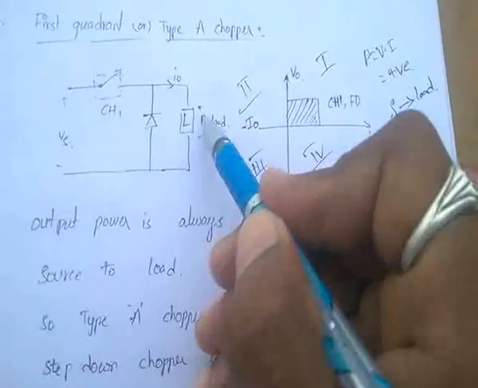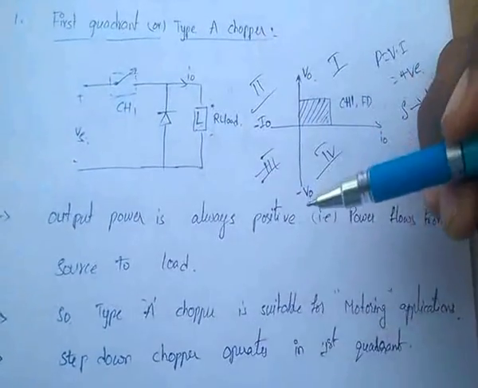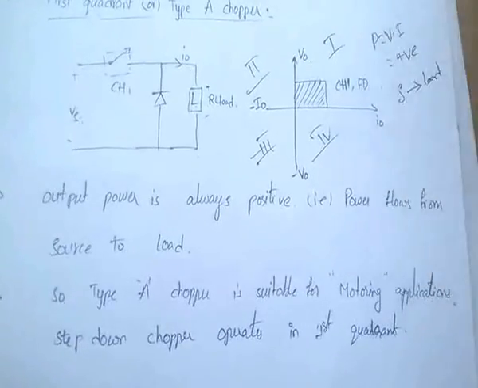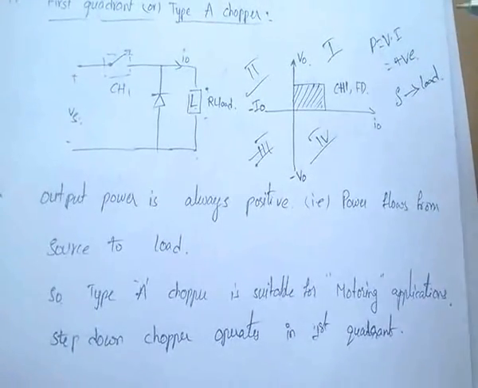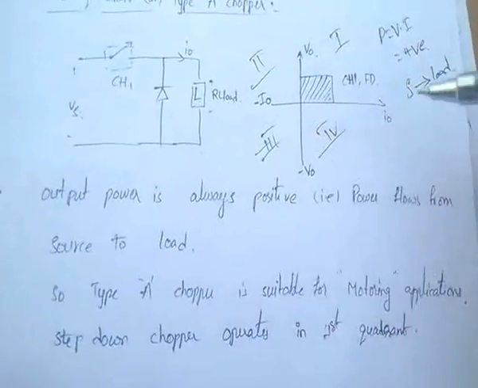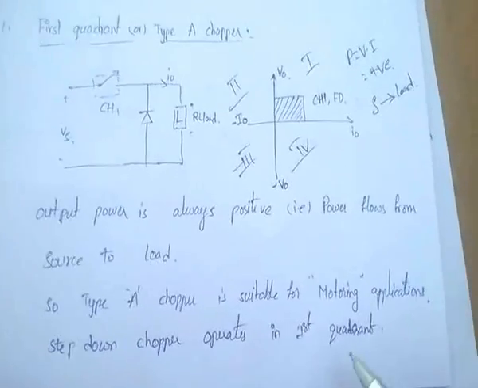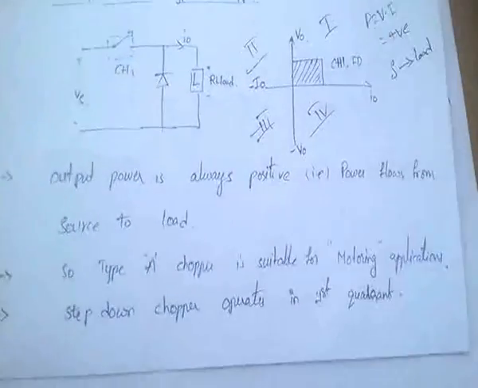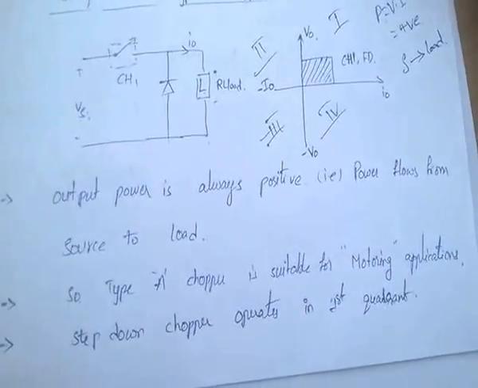That means it is motoring operation. So that's why type A chopper is suitable for motoring applications. That means the motor receives power. So in case of motors, power flows from source to load. And this step down chopper operates in the first quadrant. Very important: step down chopper operates in the first quadrant, and step up chopper operates in the second quadrant.